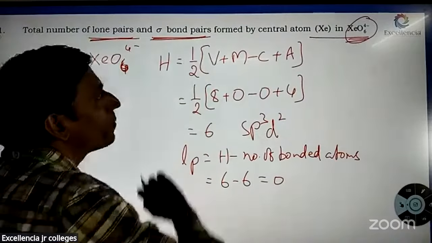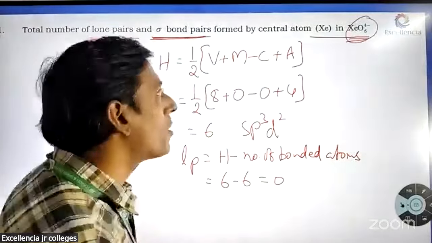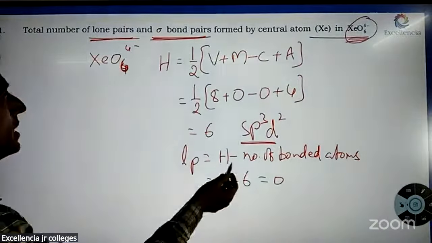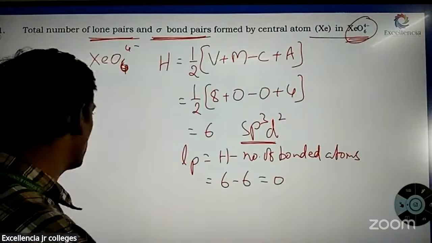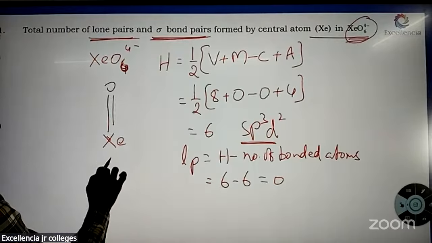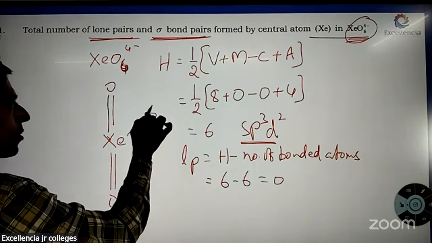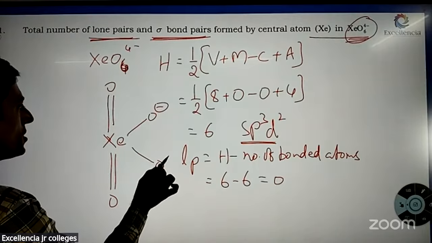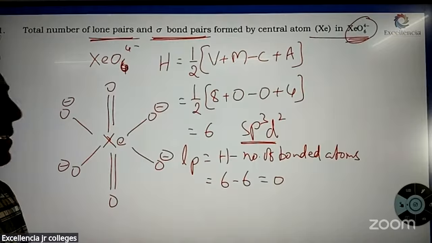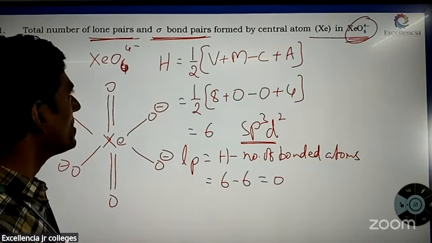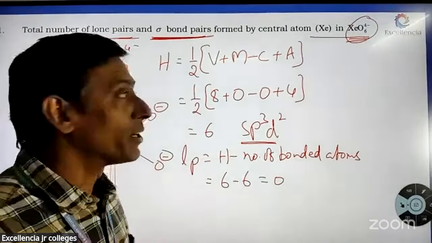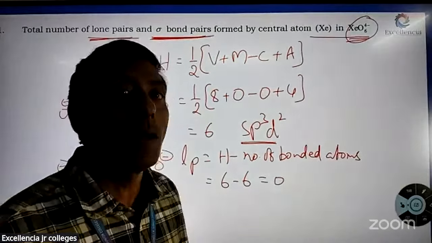Then sigma bond pairs is the question. To get the sigma bond pairs, we should go for the geometry. We got sp3d2 hybridization with 0 lone pairs, so which geometry are we getting there? Oxygen occupies the positions, giving the geometry of XeO6 4 minus. After understanding the geometry, they are asking about sigma bond pairs, not all the bond pairs.